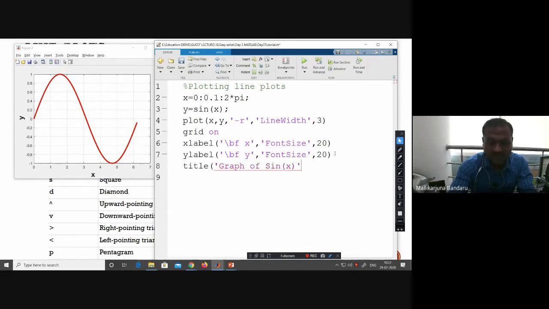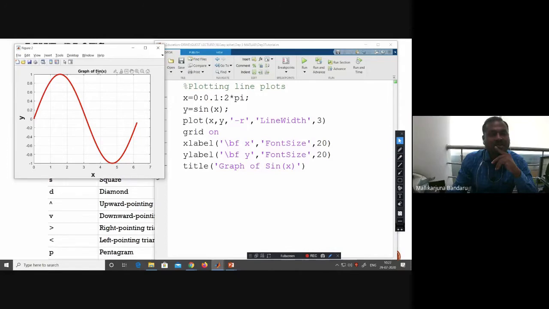Simply, it is in between single quotes. Just execute. Now see, graph of sin x. At the top it is up here. Graph of sin x, right. X label, y label. How to generate a grid? What about the title or something?